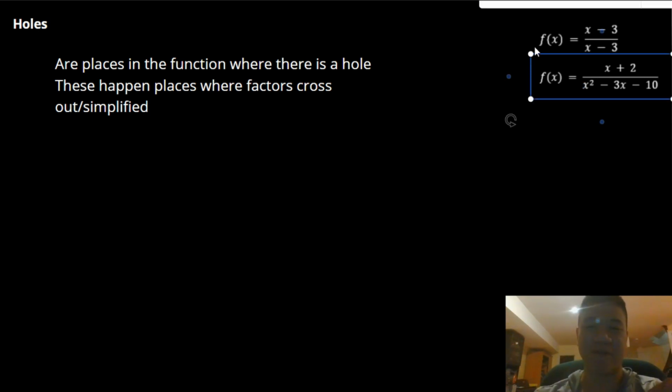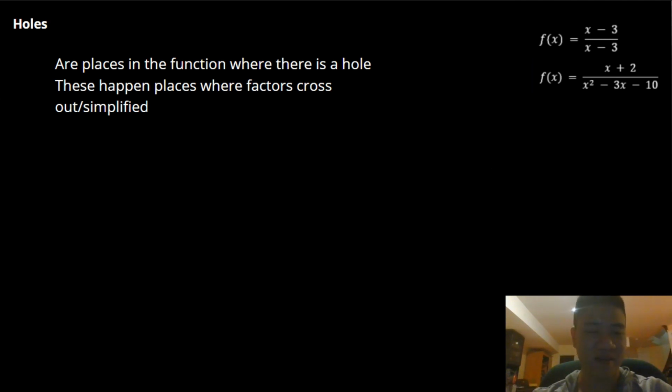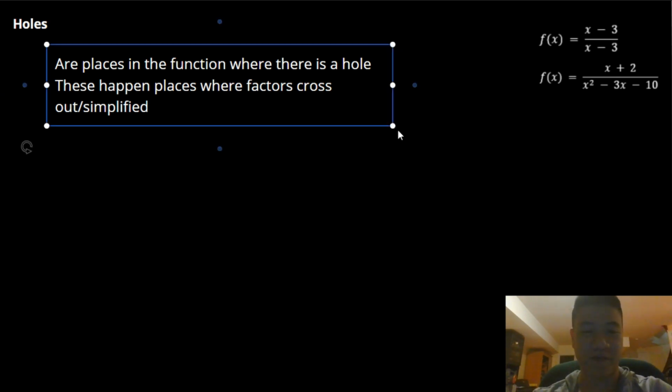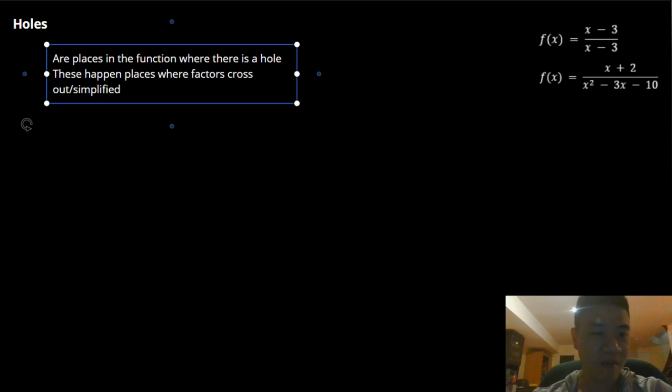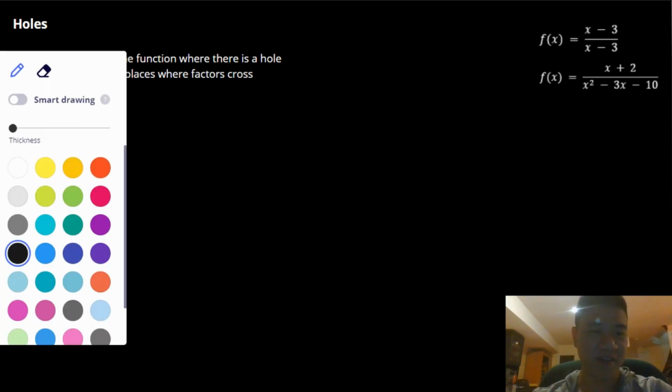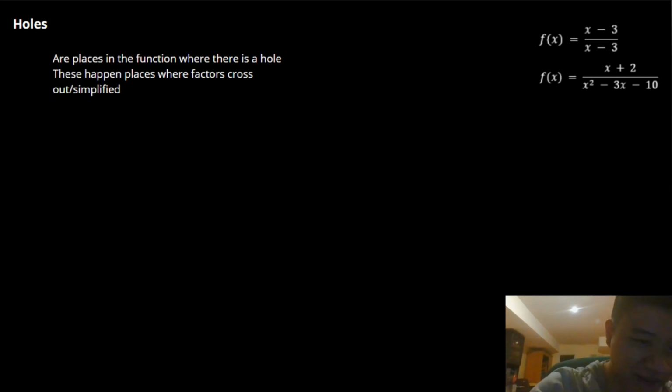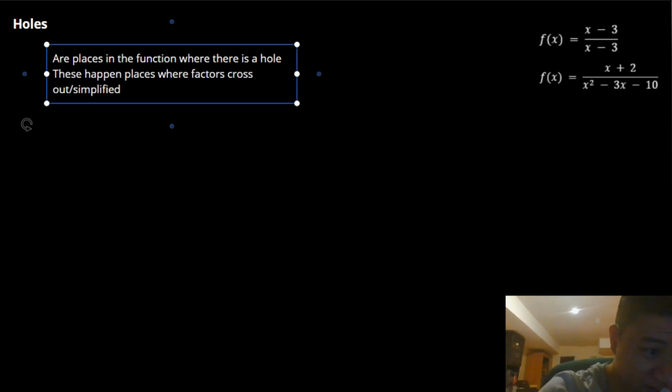These guys will have holes. Not every function has them. So we'll see how these holes are going to work. First, I'm going to make this smaller so there's some room. All right, so our first function is f of x. Let's write that over here.